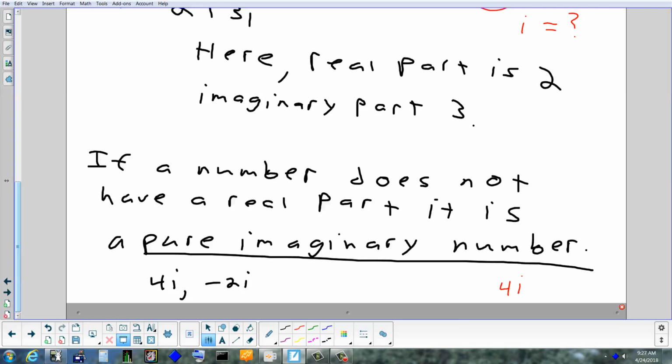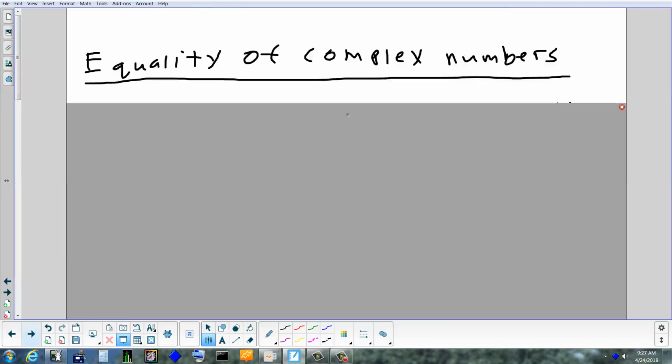Okay, so no real part, that's called a pure imaginary number. So really, the only thing we're going to do with complex numbers is learn basic arithmetic. How to add, subtract, multiply, and divide. Two of those things we're going to do today. Two of them we'll finish up with tomorrow.